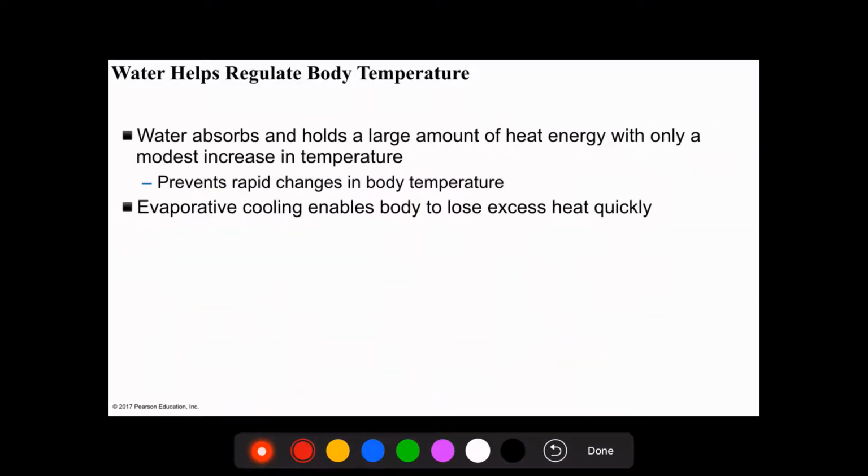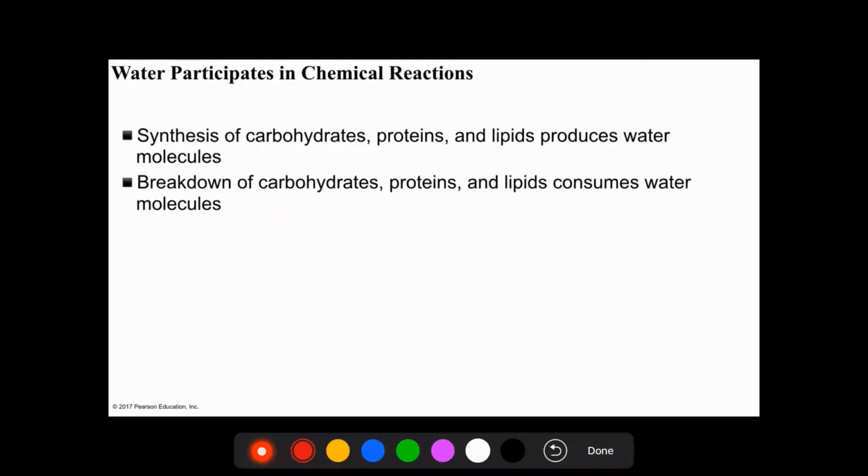Also, water helps in regulating body temperature, since it can absorb a huge amount of energy. That is how we maintain our body temperature, and we prevent rapid changes in body temperature because of water. And also when water is evaporating, it cools our body off. That is, for example, when we are sweating. Sweating is a process in which we try to cool our body from inside by releasing water.